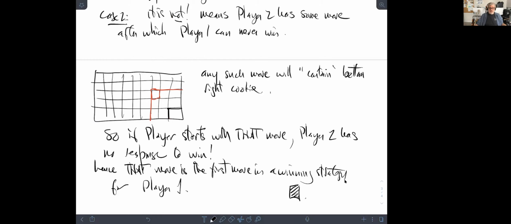For player one in tic-tac-toe, winning in the sense of non-losing, because a draw is possible in tic-tac-toe. So that's the proof that player one has a winning strategy, but we're not actually providing it. Okay, let me show you a similar example.